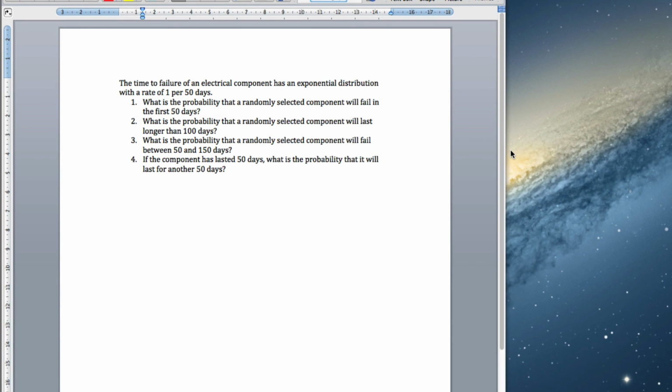Okay, this time we've got exponential distribution, time to failure, exponential component. Remember, exponentials are to do with time to an event. Again, it's related to the Poisson process, where we're looking at events happening over time. You can either ask how many events happen in a certain amount of time, or look at it the other way and ask what the time to the first event is. That's an exponential. So we've got a rate of 1 per 50 days.